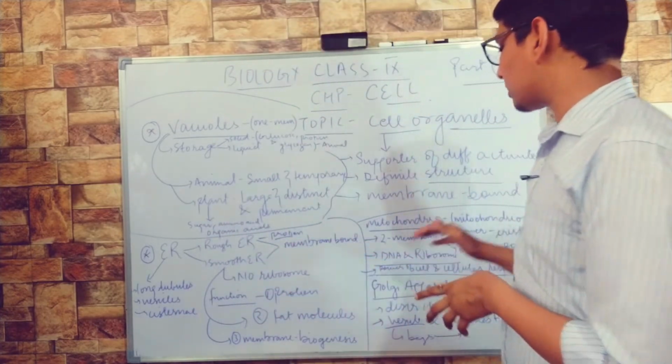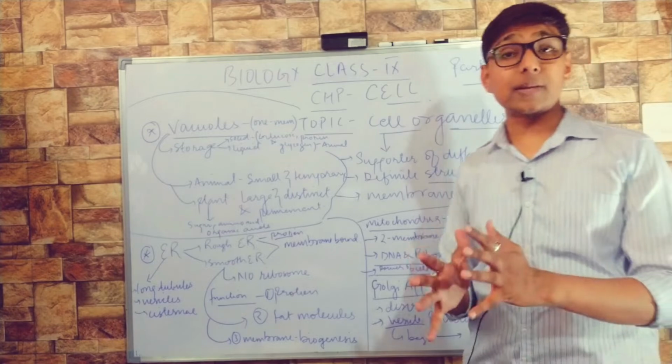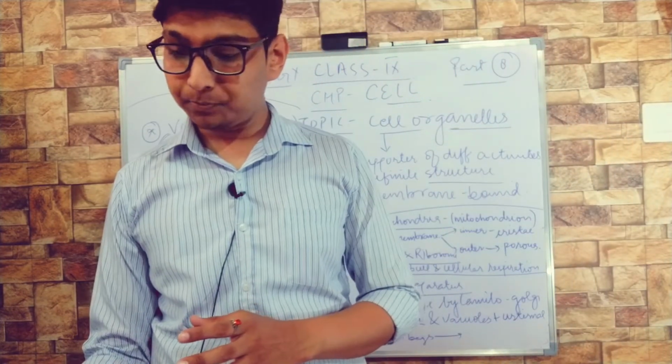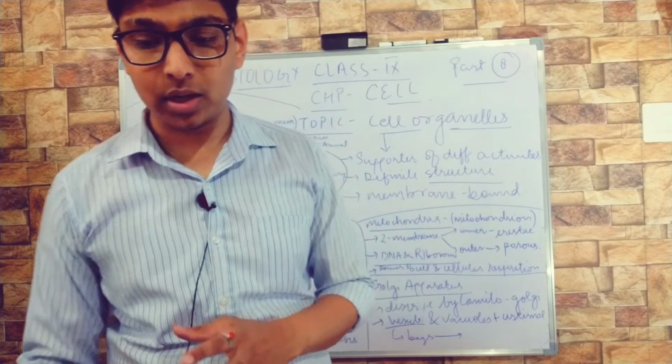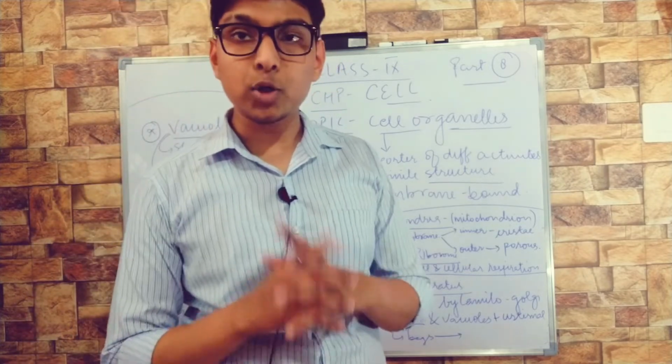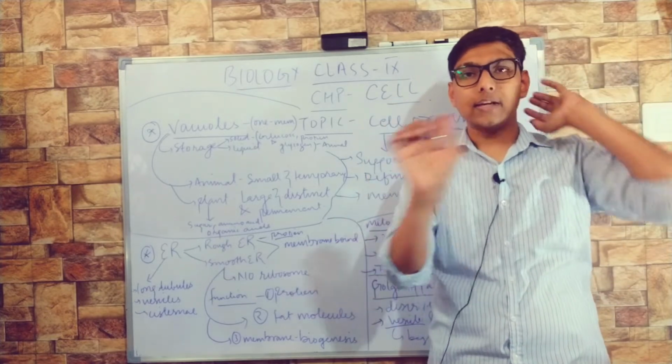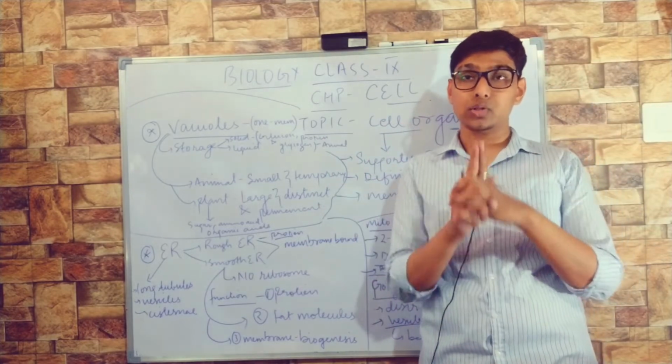Now coming to the next organelle, that is mitochondria. We have been studying it since childhood, and it is the most important cell organelle. We should know about it. When we discuss mitochondria, the first thing that comes is that it is called the power house of the cell. Make a star and underline it and definitely write it, because it is the most important thing.